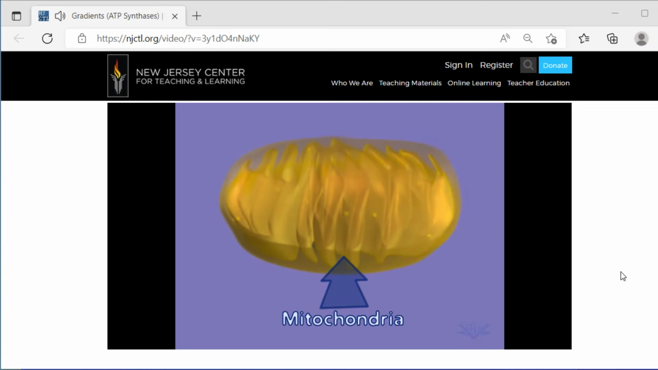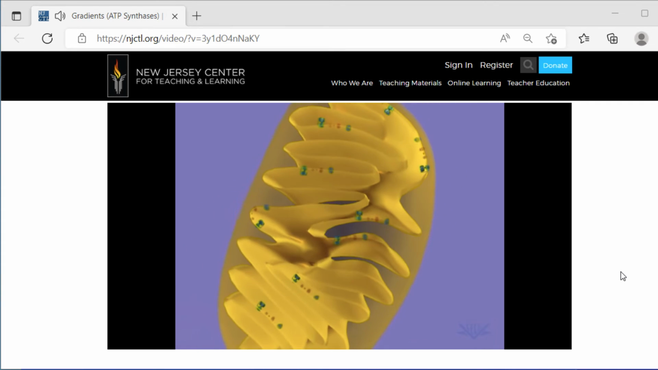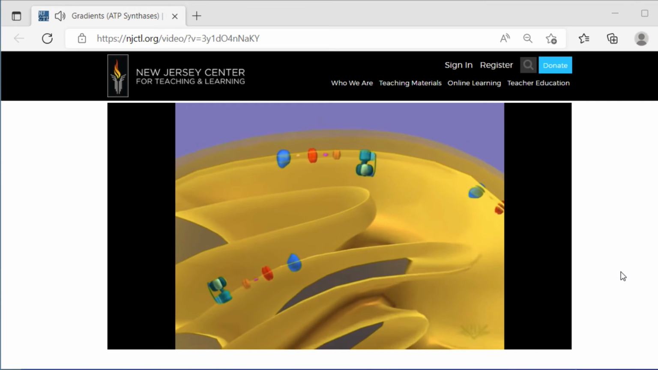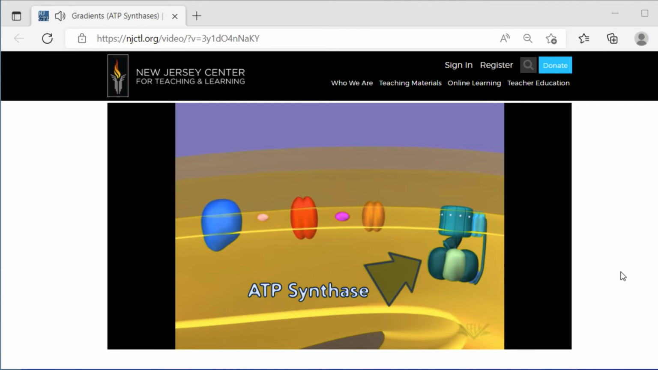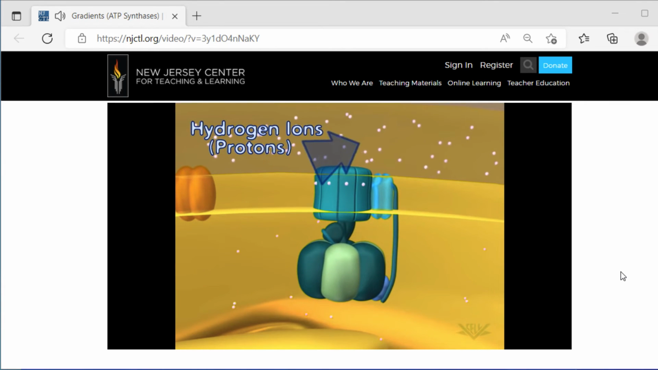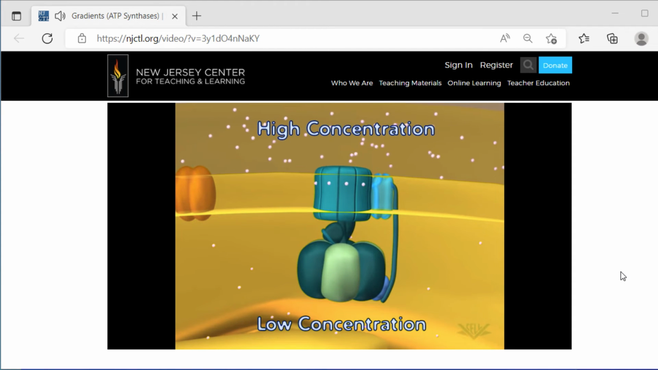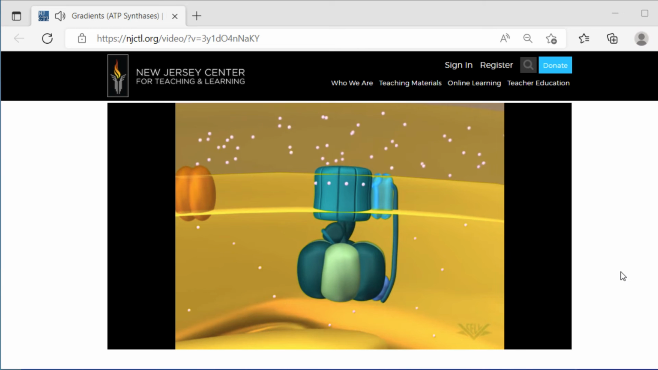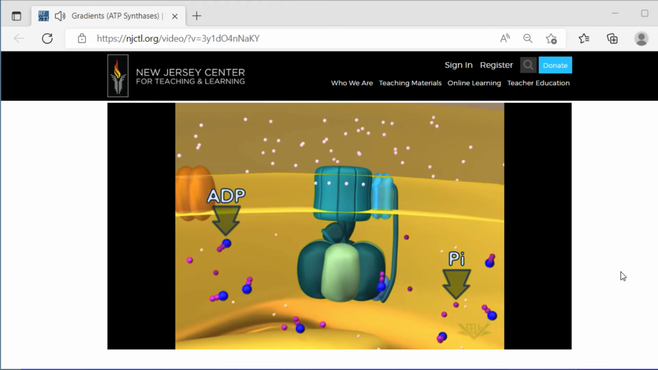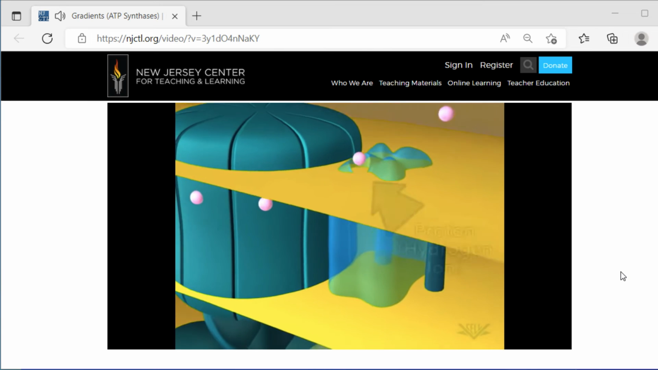A good example of the use of a gradient occurs in the mitochondria when ATP is synthesized. ATP is synthesized by ATP synthase, a large complex of membrane-bound protein. Here we see ATP synthase, along with other membrane-bound proteins. Notice the large difference in the number of hydrogen ions on the two sides of the membrane. This difference is a hydrogen ion, or proton, concentration gradient. The energy associated with this gradient is used to synthesize ATP from ADP and Pi. This occurs at the ATP synthase complex.